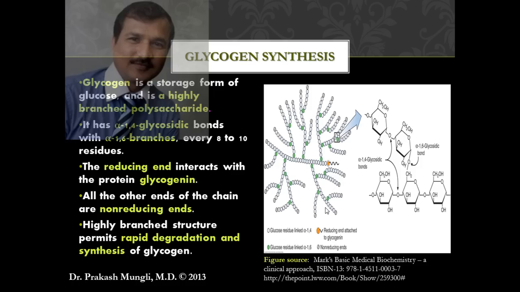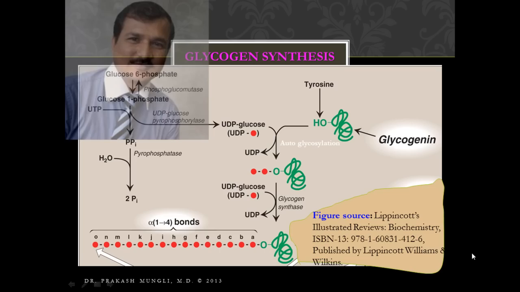Also, when a person is in a fasting condition, he is going to degrade this glycogen. When the person gets into fed conditions and gets sufficient glucose, this degraded glycogen can be synthesized back into normal glycogen within no time. So a highly branched glycogen structure helps in the rapid degradation and also synthesis of glycogen.